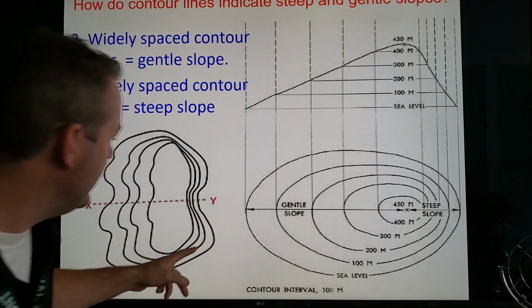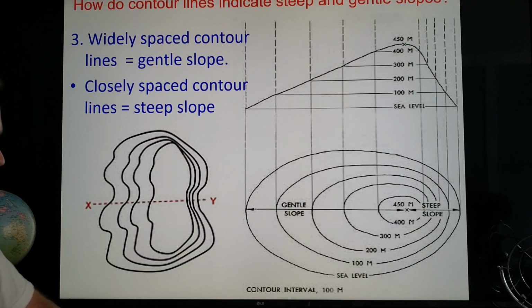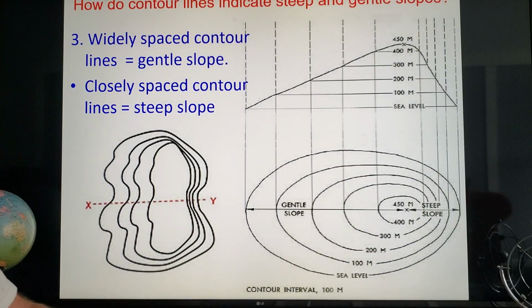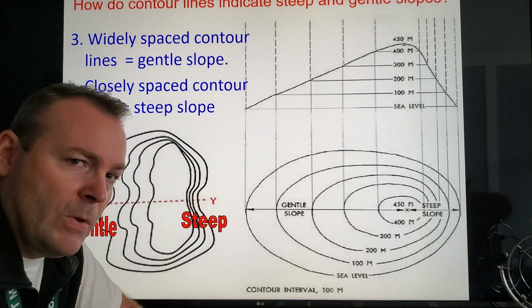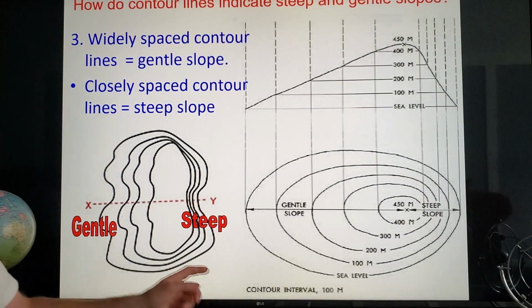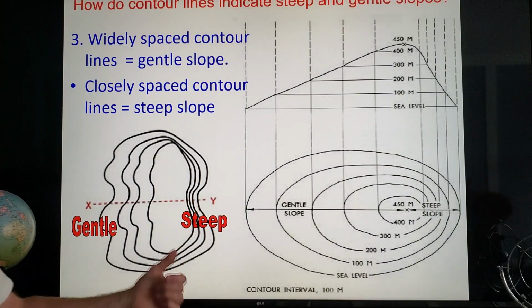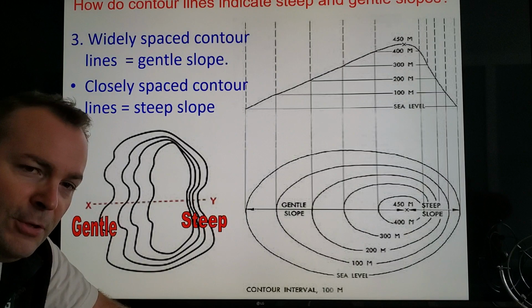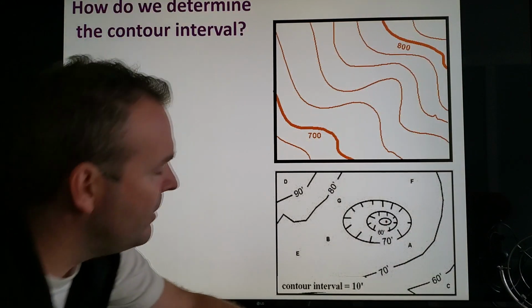So which one of these is the steeper side? Well, if you said Y, you're 100% correct, right? They're closer together. X is a gentle slope, Y is a steep slope. All right, if you want to go sleigh riding in the wintertime, you want to go down the steep side so you can get lots of speed and have a lot of fun. The gentle side, well, you're not going to go very fast. Okay?